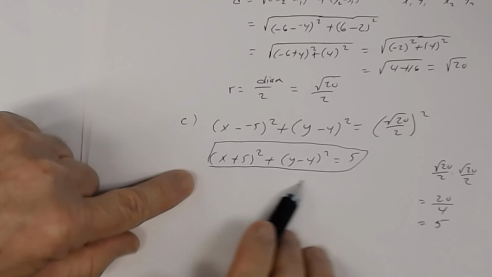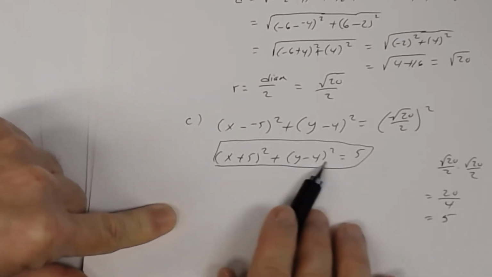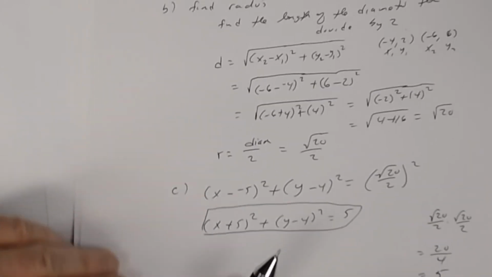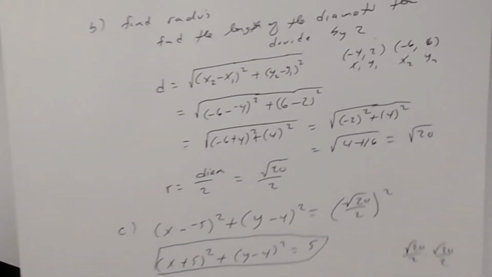And then you have your equation of the circle. You have to simplify all this, though. All right, so that was number 1. All right, so let's look at number 2.